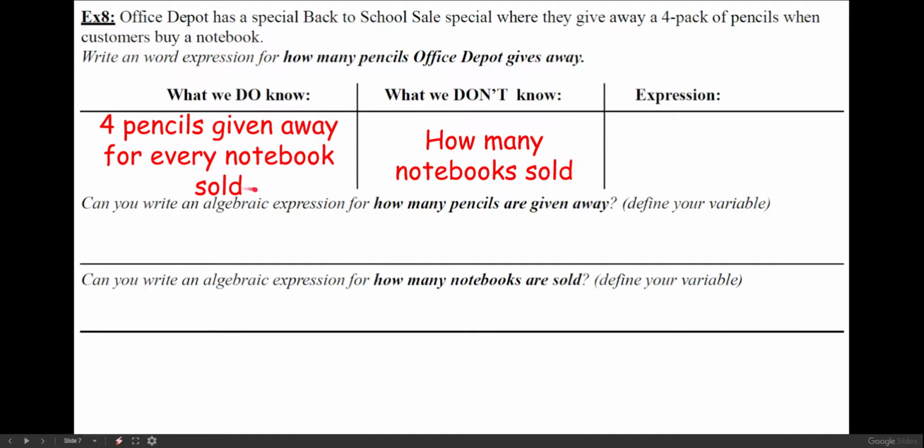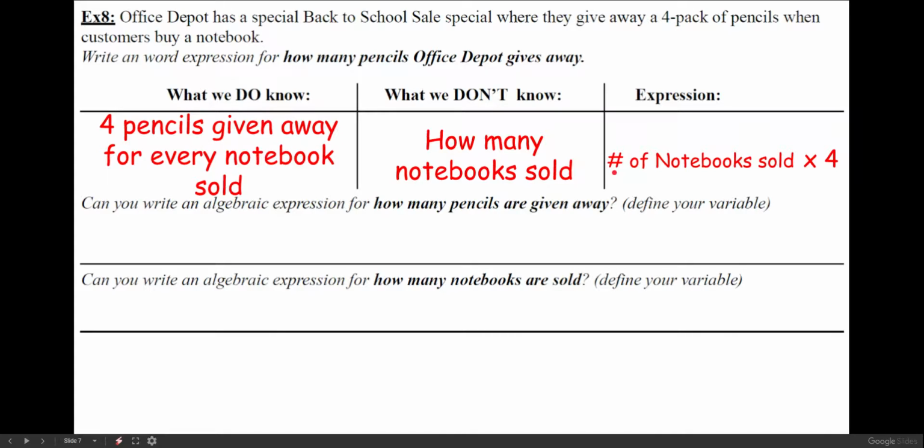But what do we not know? We don't know how many notebooks are sold. We just know that they give away a 4-pack of pencils for each notebook sold. So our expression for how many pencils Office Depot gives away would be the number of notebooks sold times 4. Whether it's one notebook or 10 notebooks, you'll be able to figure out how many pencils are given away.